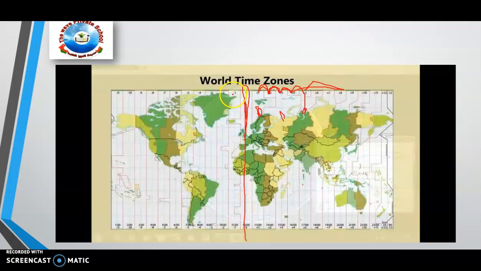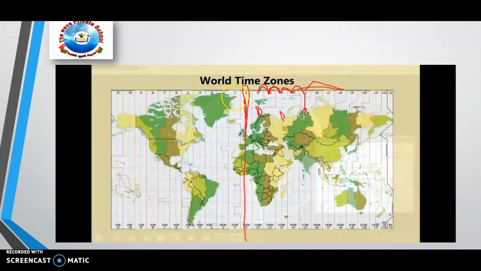If it is 1 o'clock here, then on this side it will be 12, because we have to do minus from this side. If it is 12, here it will be 11. If here is 11, here it will be 10, because this is minus. So these people who belong to this country can take this time.